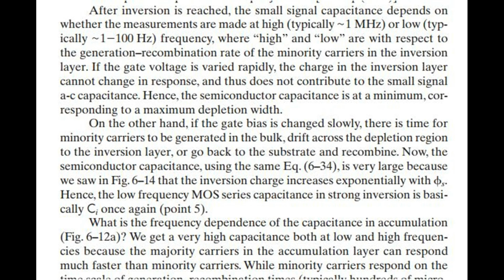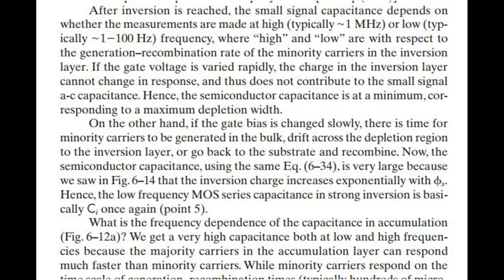On the other hand, if the gate bias is changed slowly, there is time for minority carriers to be generated in the bulk, drift across the depletion region to the inversion layer, or go back to the substrate and recombine. Now, the semiconductor capacitance, using the same EQ 634, is very large because we saw in Fig 614 that the inversion charge increases exponentially with ψs. Hence, the low-frequency MOS series capacitance in strong inversion is basically Ci once again, point 5.